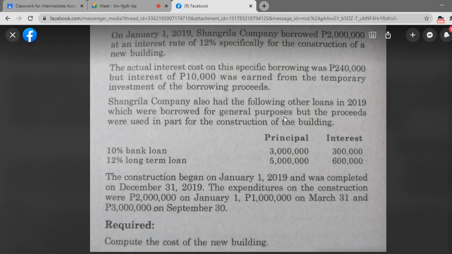Now, Shangri-La also had the following general loans. We have the 3 million and 5 million still. We have 10% and 12% interest. So, the construction began on January 1 and was completed on December 31.